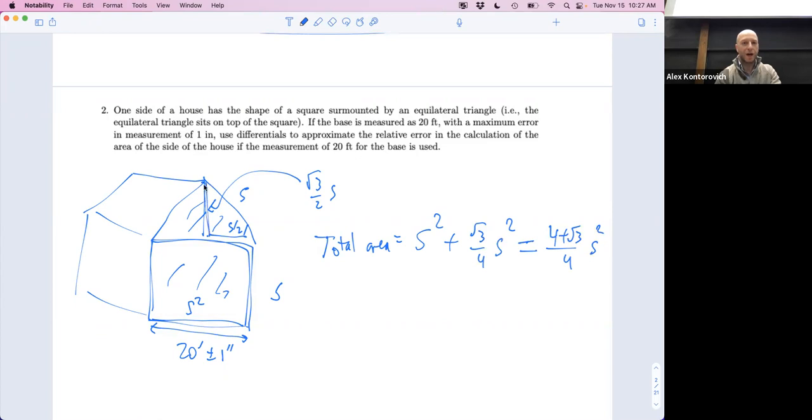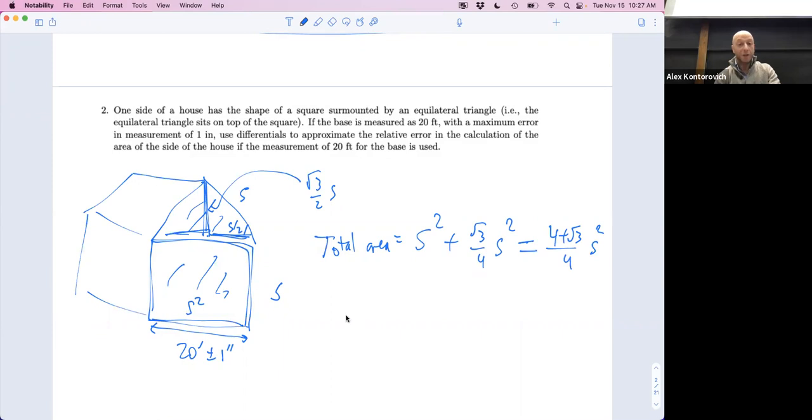So root 3 over 2 S is the height. S over 2 is the base. So the area of this is 1/2 base times height, but there's 2 of them, so no 1/2. The base is S over 2, and the height is root 3 over 2 S. If I multiply those two together, I get root 3 over 4 S squared.